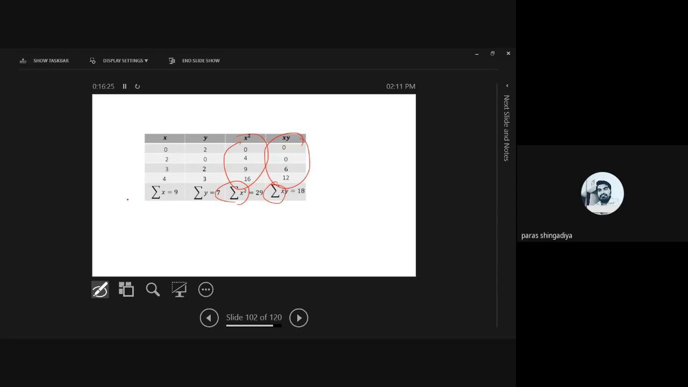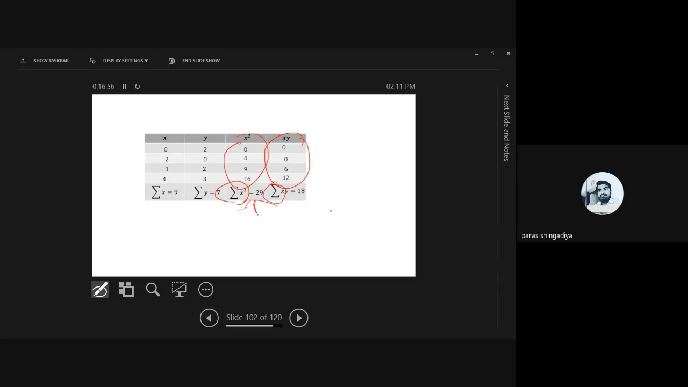And then x square, so we have to create the x square column where x is given. 0 square will be 0, 2 square is 4, 3 square is 9, and 4 square is 16. And then identify the total. So the total of this third column will be 29. And the fourth column is x into y. So multiply x into y. 0 into 2, that is 0. 2 into 0, that is 0. Then 3 into 2 will be 6, and 4 into 3 will be 12.